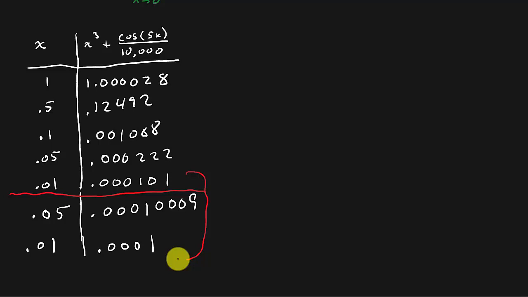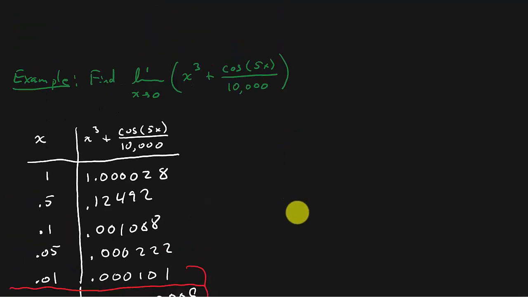So this limit here is actually 0.0001, or we could say 1 over 10,000. Same thing if we write it as a fraction. And that's the disadvantage of tables.